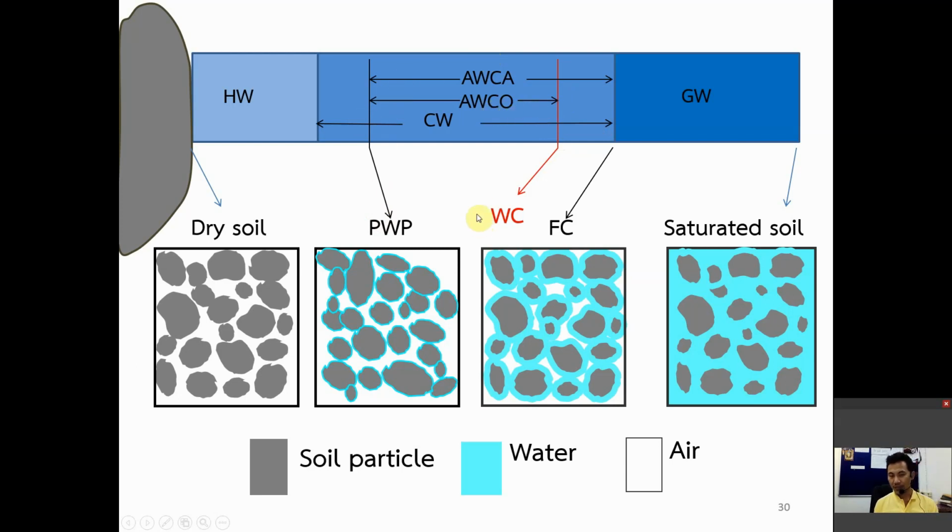The reason I'm showing you the whole figure is so you understand that available water content and available water capacity are different in terms of concept, but it's likely to see them equal to each other. That's the case when you measure the soil water and the value you get is exactly at field capacity, and that's where available water content is equal to available water capacity. So keep that concept in mind.